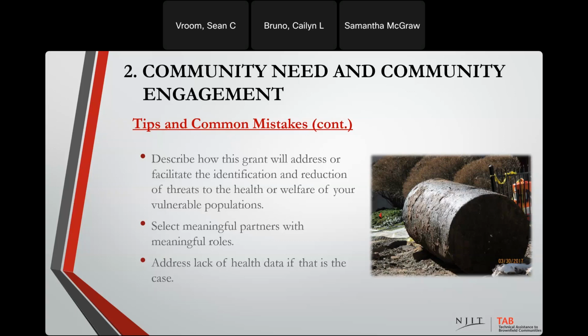And then you have to address the lack of health data if that's the case. In many rural areas throughout the region, census data or health data in particular may not be available. You do the best you can, you find what you can, but if there is a lack of data, explain that in the application. Don't just leave it blank or move past it thinking that they're going to understand that there isn't data. Let the reviewer know attempts were made, data doesn't exist. Make that statement, and it'll help you as far as the points that are assessed to you.